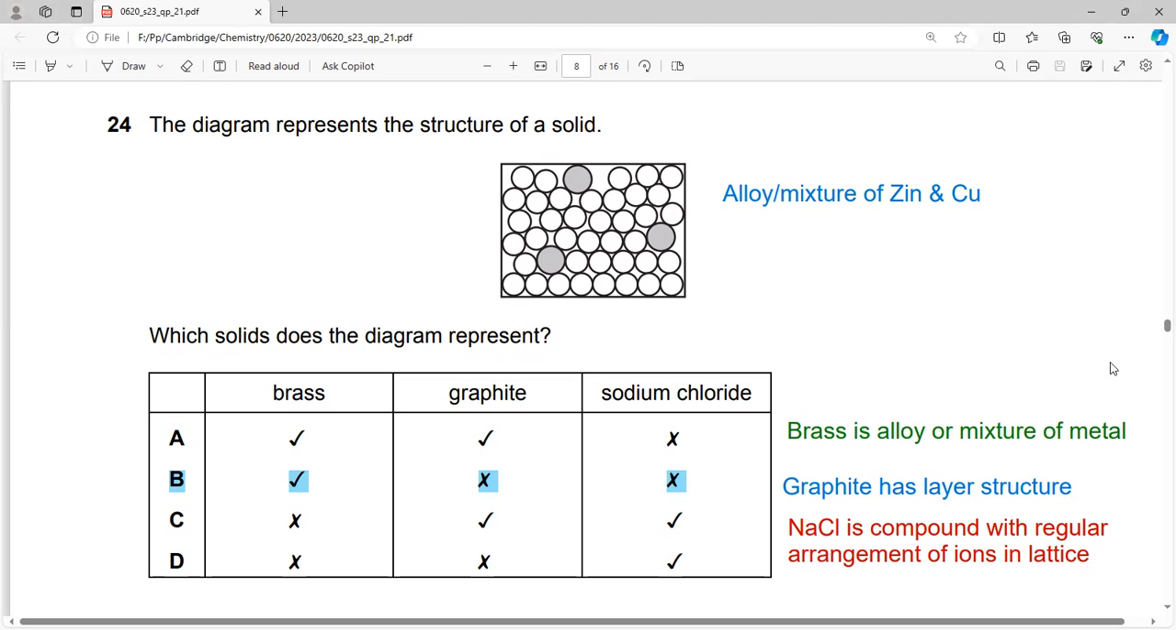So which solid does the diagram represent? Brass is a mixture of two metals, and that is correct. Graphite, the graphite is making a layered structure. That's a molecule, and that's making a layered structure, but we can see there's no regular layered arrangement, so that's why it is wrong. Sodium chloride makes a regular arrangement of anions and cations linked together by an ionic bond, and that's making a regular lattice structure. But we can see that there is an irregular pattern, so that's why it's also wrong. So B is our correct option here.